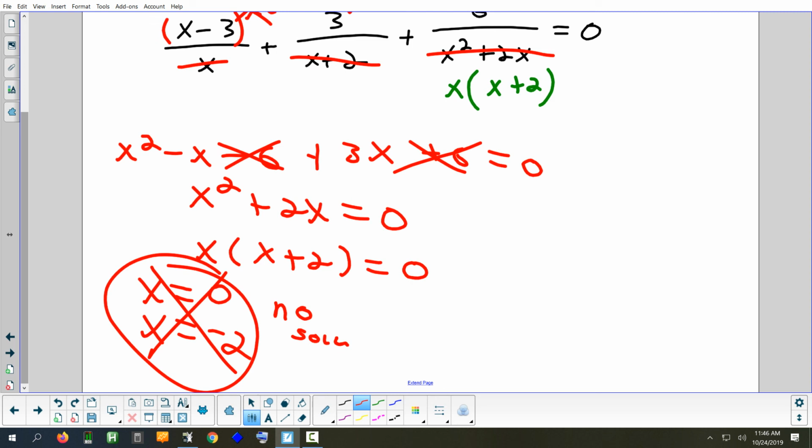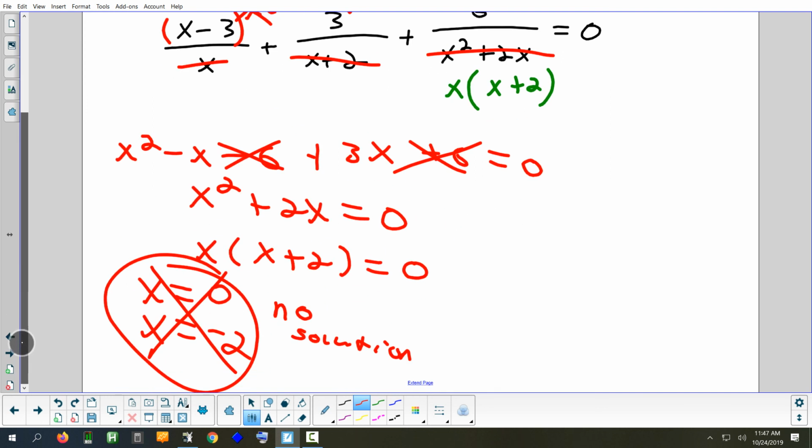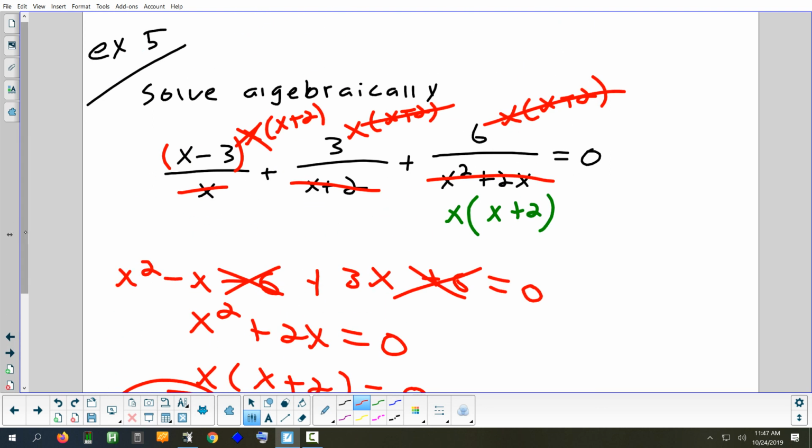So when you graph that, would it just not touch? Correct. This would never hit 0, ever. So if you were to try to graph this, you couldn't solve it. It wouldn't work. Okay, any question on that one?